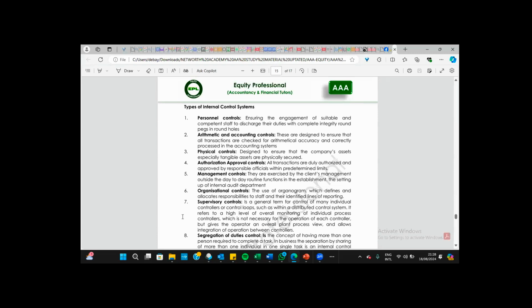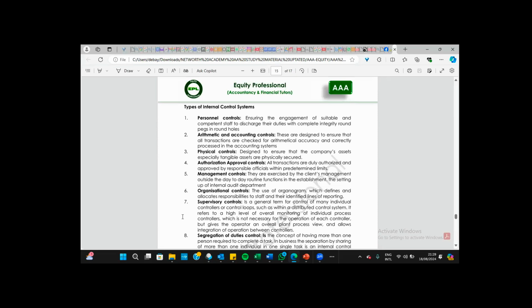The next control that must exist is physical control. These are controls designed to safeguard all the company's assets. Examples are CCTV, security, locks and keys, biometrics. These are examples of physical controls. You have authorization and approval controls. These are controls that ensure that all transactions are duly authorized and approved. So you don't just treat any transaction, and you don't make payments if it has not been approved.